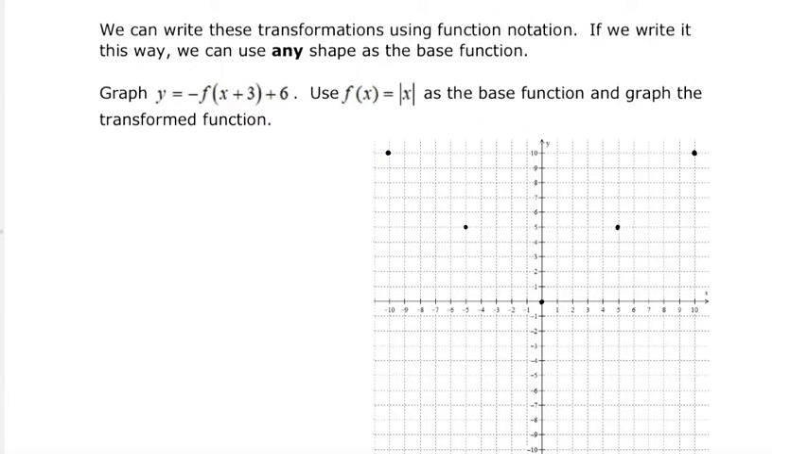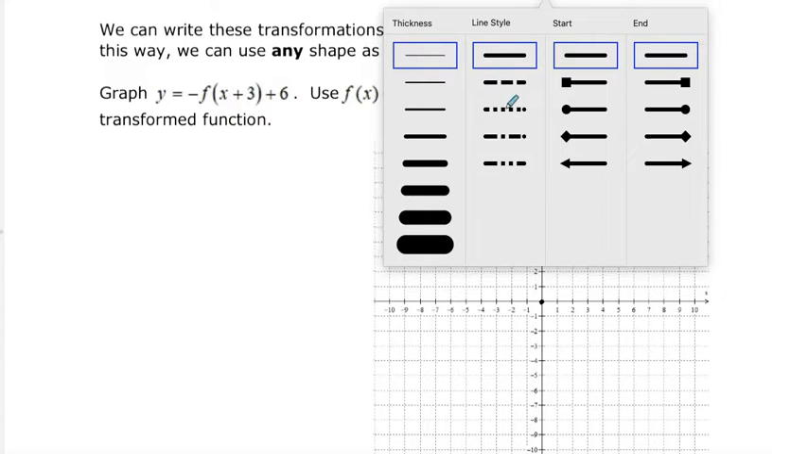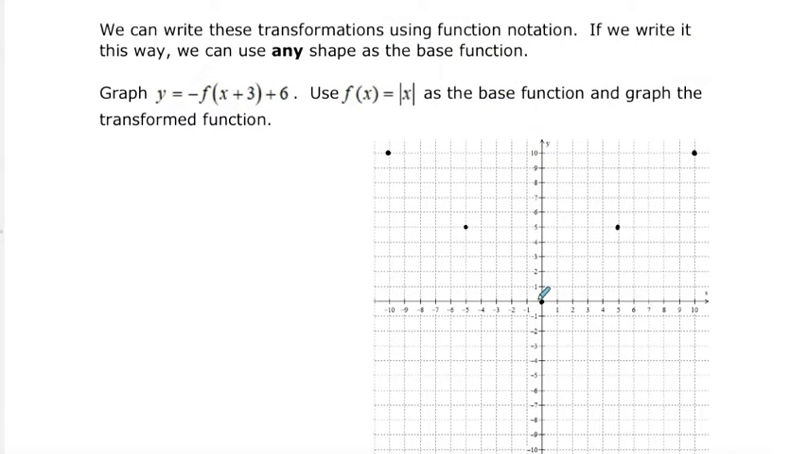Okay. So this is what we have. This is what we're going to graph. Some 2 straight lines going up. So this is the parent function, y equals the absolute value of x. So what happens to this?